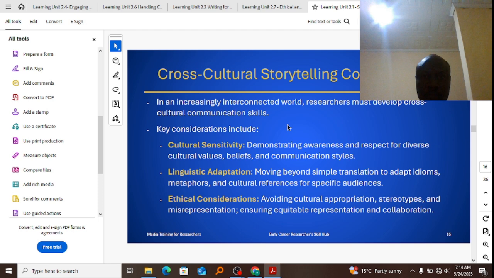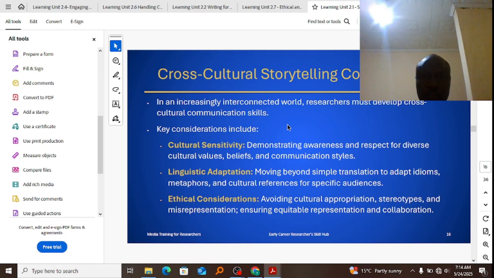Cross-cultural storytelling competencies. In an increasingly interconnected world, researchers must develop cross-cultural communication skills. Key considerations include cultural sensitivity, demonstrating awareness and respect for diverse cultural values, beliefs, and communication styles. Linguistic adaptation, moving beyond simple translation to adapt idioms, metaphors, and cultural references for specific audiences. Ethical considerations, avoiding cultural appropriation, stereotypes, and misrepresentation, ensuring equitable representation and collaboration.